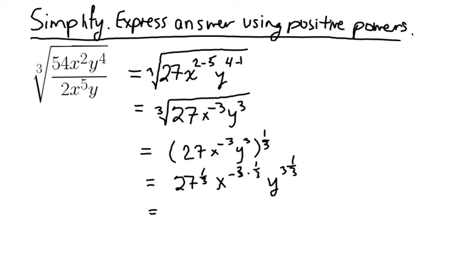Remember that 27 to the 1 over 3 is the same thing as 27 with a cube root. And multiplying our powers together, we're going to get x to the negative 1, y to the 1.